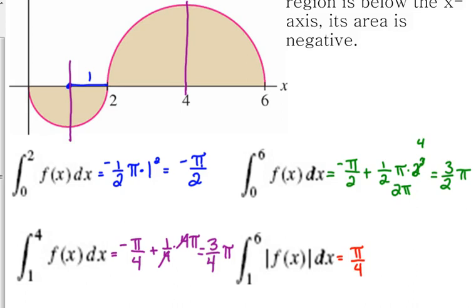And then we've got the area from 2 to 6. That was 2 pi, right? We got it right there. Half of the 4 pi circle. So, let's see here. 2 is 8 over 4, so that would be 9 over 4 pi.